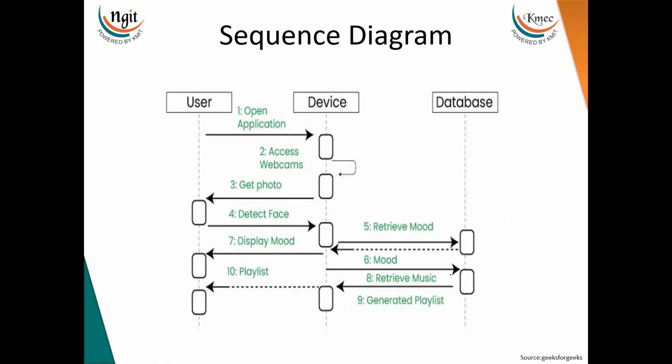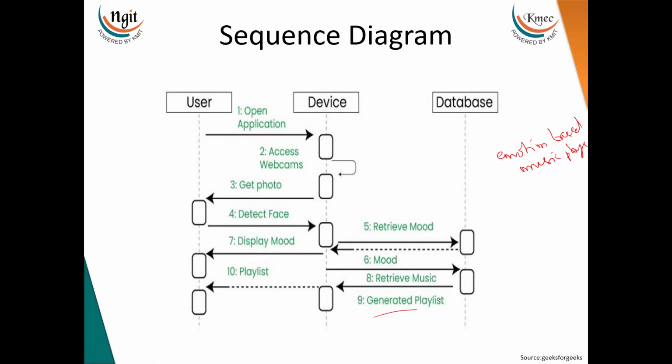This is a sample sequence diagram, you can see. Whatever I have mentioned earlier is represented here. This particular diagram shows an emotion based music player. First the application is opened by the user, then the device gets access to the webcam, and the webcam captures the image of the user. Then the device uses algorithms to detect the face and predict the mood. Then it requests the database for a dictionary of possible moods. Then the mood is retrieved from the database and displayed to the user, and the music is requested from the database. The playlist is generated and finally shown to the user.